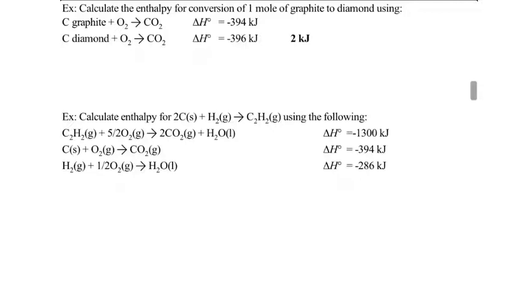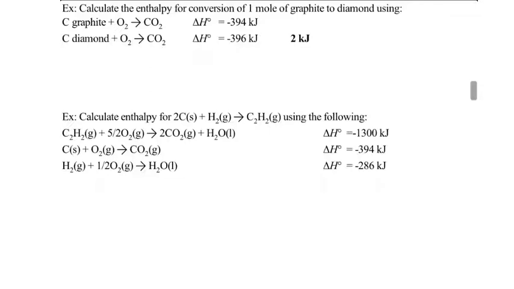So we're measuring how much heat a reaction creates. So first example, calculate the enthalpy, that's heat at constant pressure, for the conversion of 1 mole of graphite to diamond using these two equations. So this is kind of like a little puzzle. When you're making a puzzle, you turn the pieces around until they fit. We're going to do that with these two equations to get what we want.